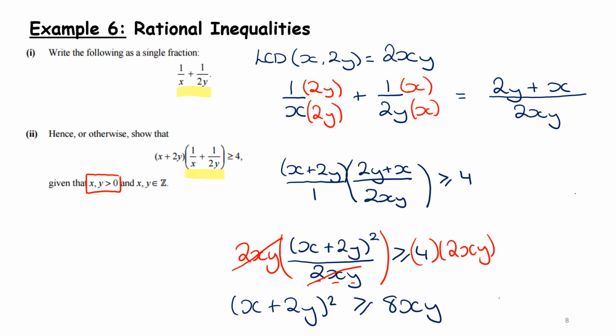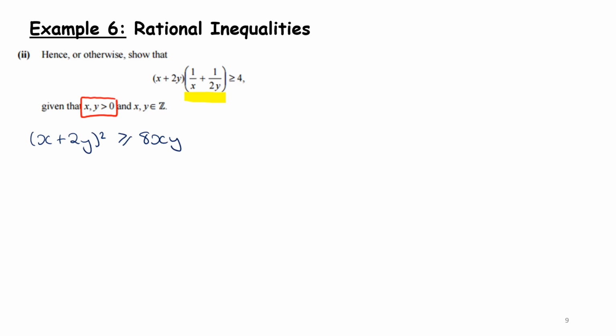And this is more like we're used to. So let's expand the left-hand side. We get x squared plus 4xy plus 4y squared is greater than or equal to 8xy.